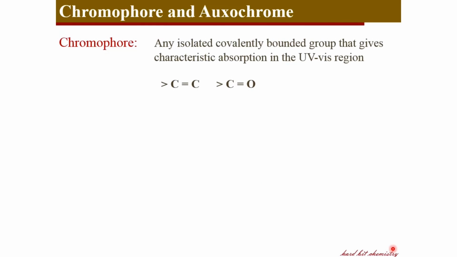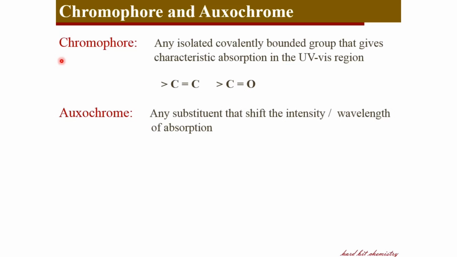As we have seen before, a double bond gives rise to pi to pi star transition, or the presence of a heteroatom like oxygen gives rise to n to pi star transitions. So these transitions are very pronounced and they give rise to UV visible absorption. Therefore, structures like double bonds or the presence of lone pair bearing heteroatoms, etc., are responsible for the absorption in the UV visible region, and such structural moieties which are responsible for characteristic absorption in the UV visible region are called chromophores.